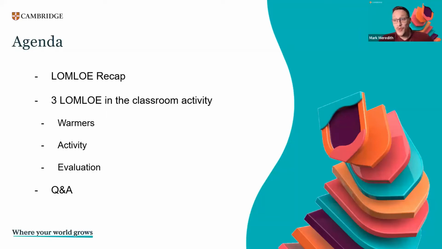Then we're going to look at 3 different classroom activities. They're going to consist of warmers, an activity, and then a bit of evaluation. And we're going to be thinking about how these activities relate to a LOMLOE classroom. So we're going to try and link the ideas across. The activity ideas are going to be familiar, we hope. There might be some new ideas there as well.